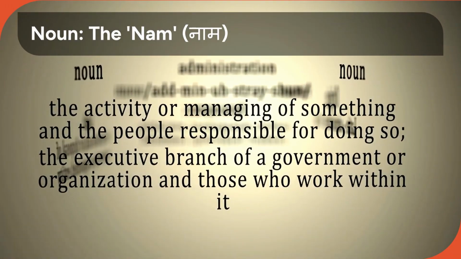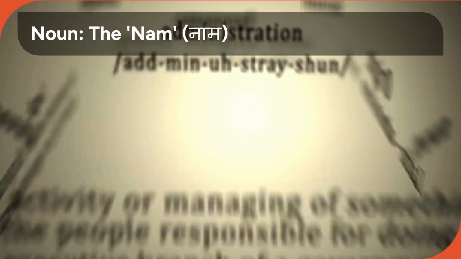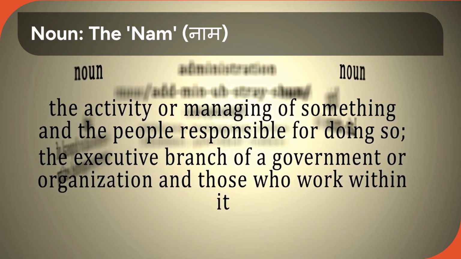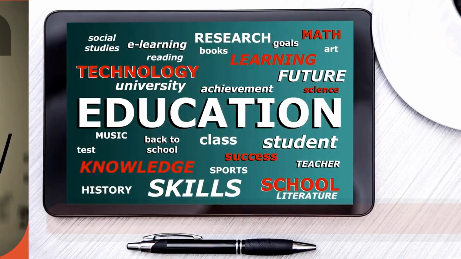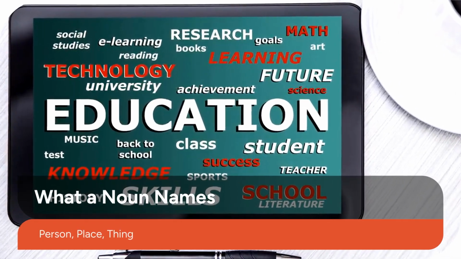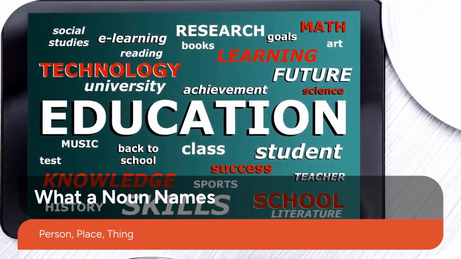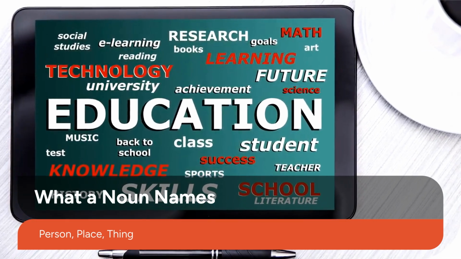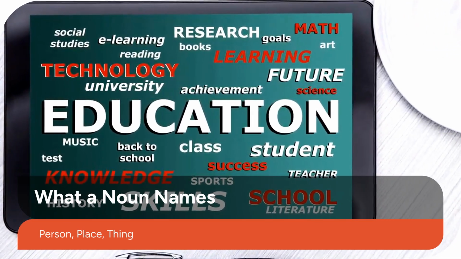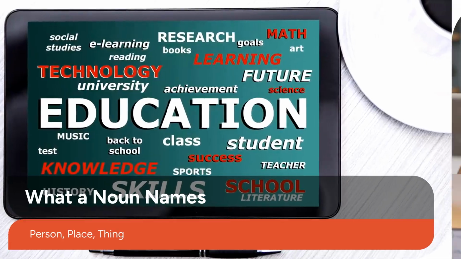In Hindi, a noun is called sangya, but a simpler way to think of it is the nam, which means name. A noun is essentially a naming word. A noun is a word used to name a person, a place, an animal, or a thing. We will break down these four categories with both Hindi and English examples.